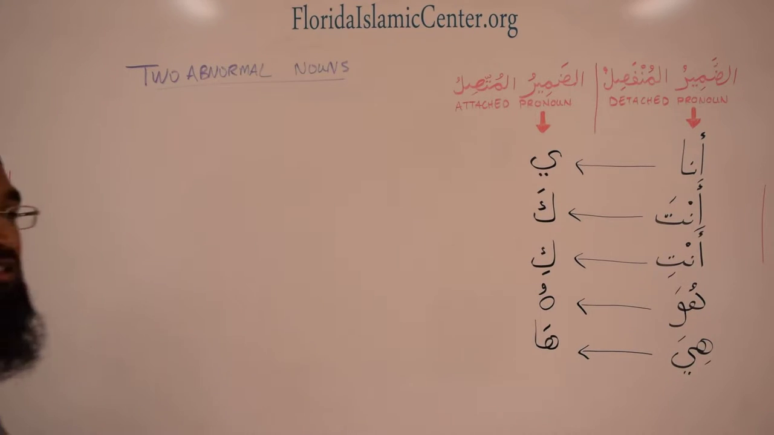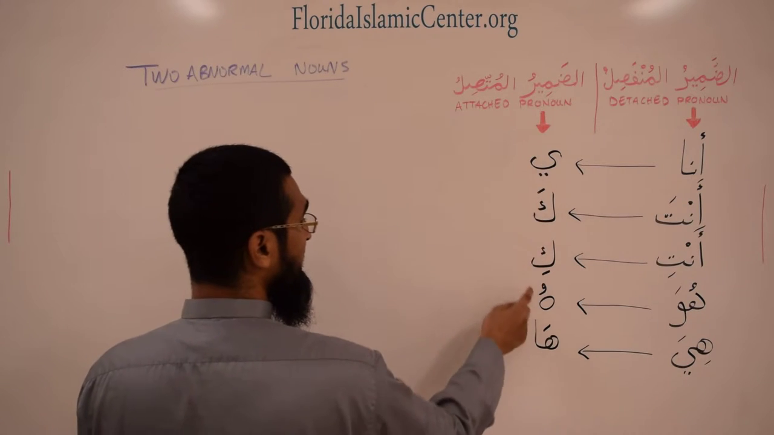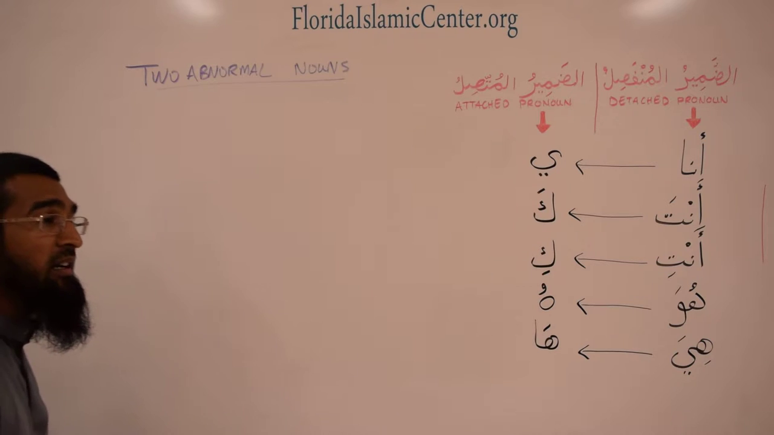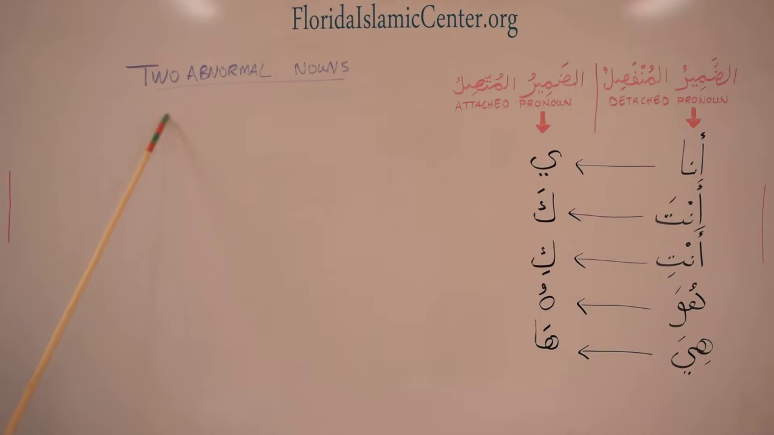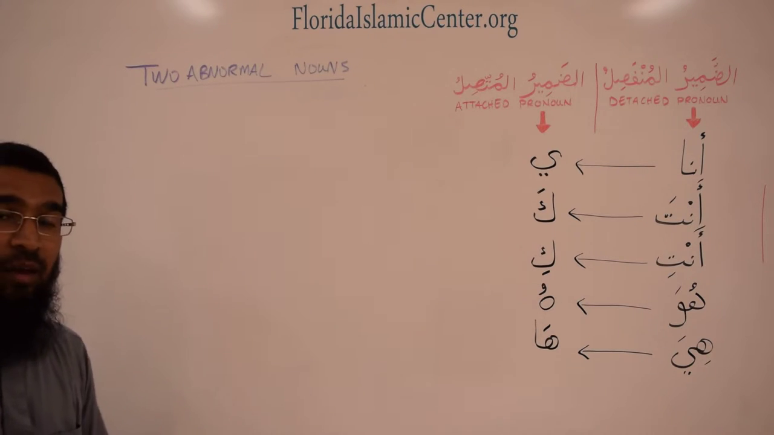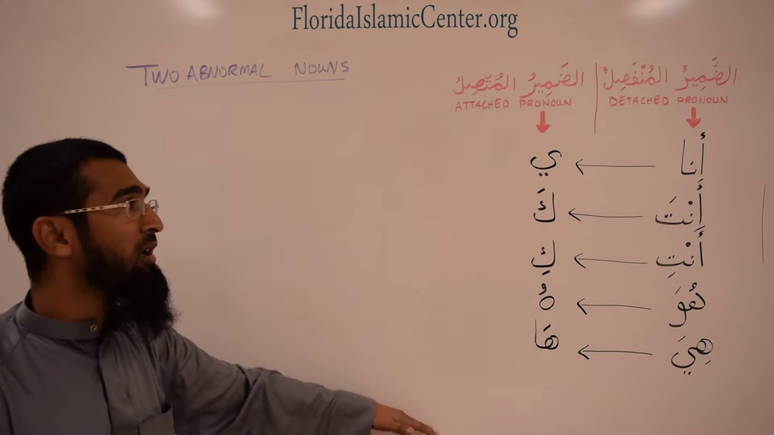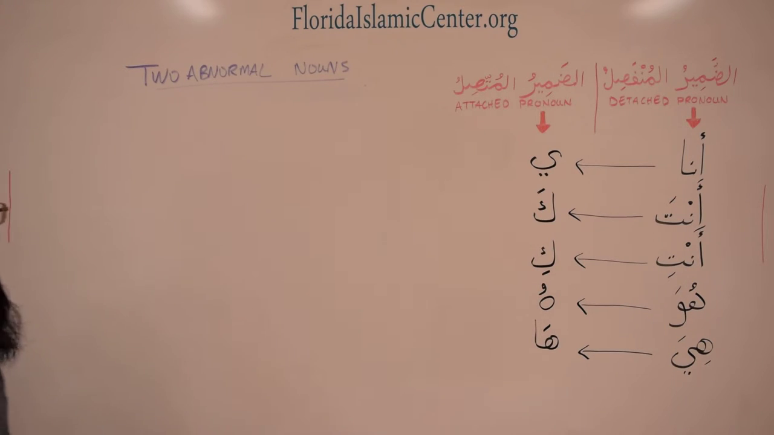Okay, so we're back on the concepts again. Now, related to the attached pronouns, the damir muttasil that we've learned, ya, ka, ki, hu, ha. They are two abnormal nouns. Abnormal, meaning they're not normal. They don't follow the beautiful pattern that we just saw: qalami, qalamuka, and so on. There are two words that are abnormal. In reality, they are five, and some scholars say they are six.